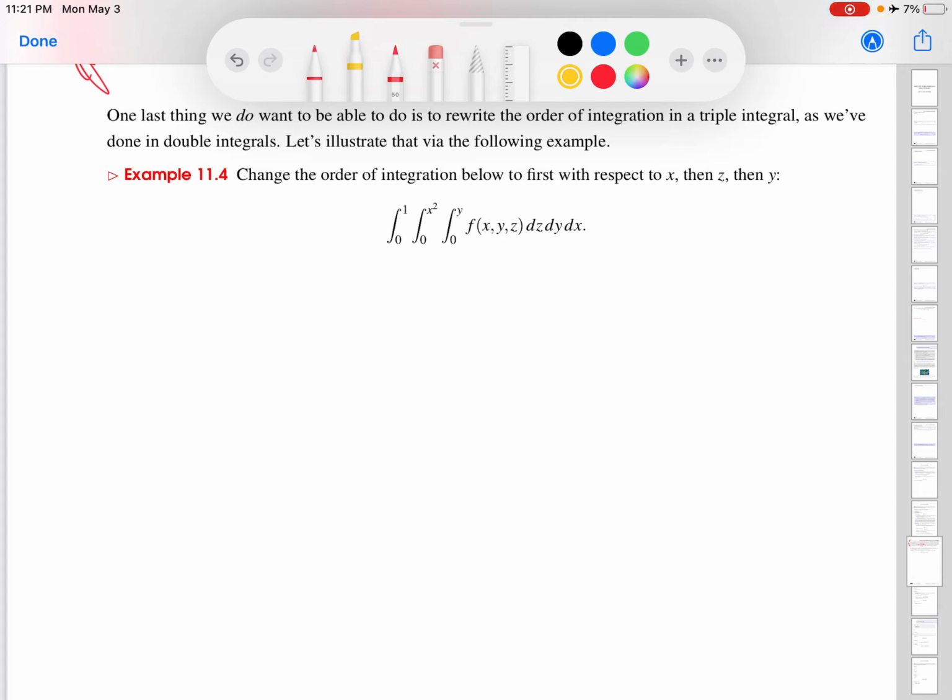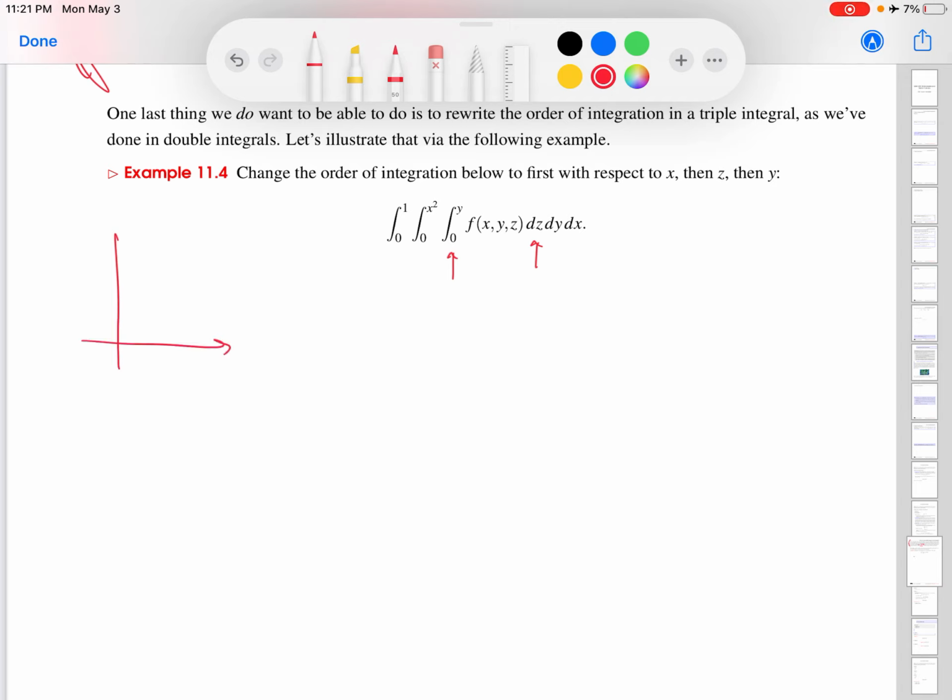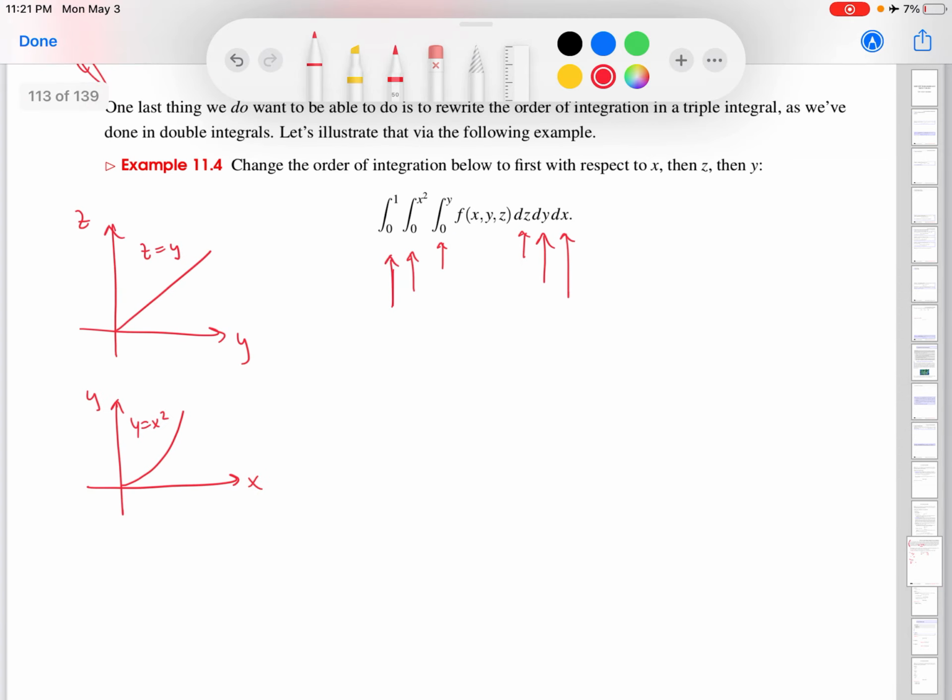That being said, it does pay to think a little bit about what information you're initially given. So in this initial information, what are we told? Notice that first we integrate with respect to z. z goes from 0 to y. So I'm just going to draw z equals y. Then I integrate y from 0 to x squared. So I'm going to draw this y as a function of x, from 0 to x squared. So already I'm getting information about what the region of integration looks like. And then x goes from 0 to 1. And that kind of closes the loop.